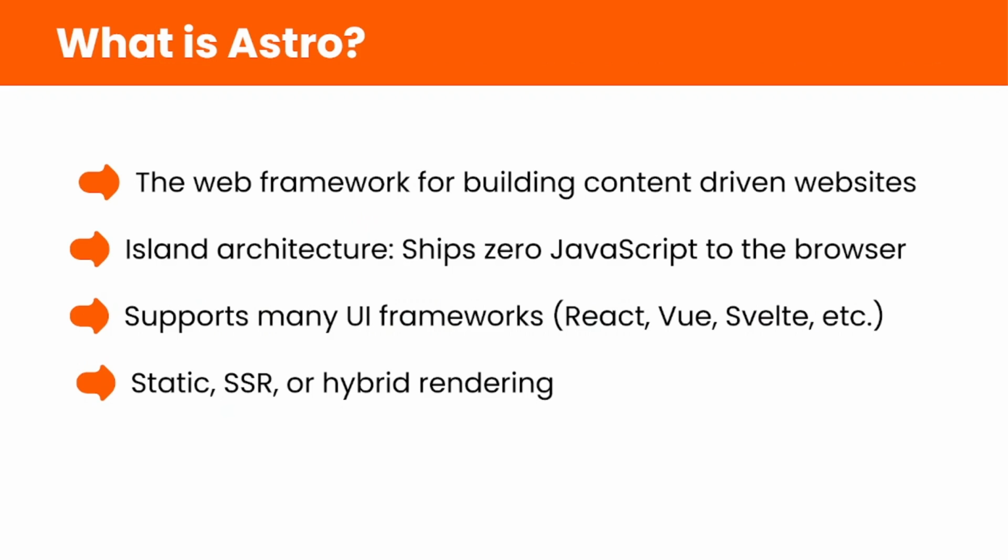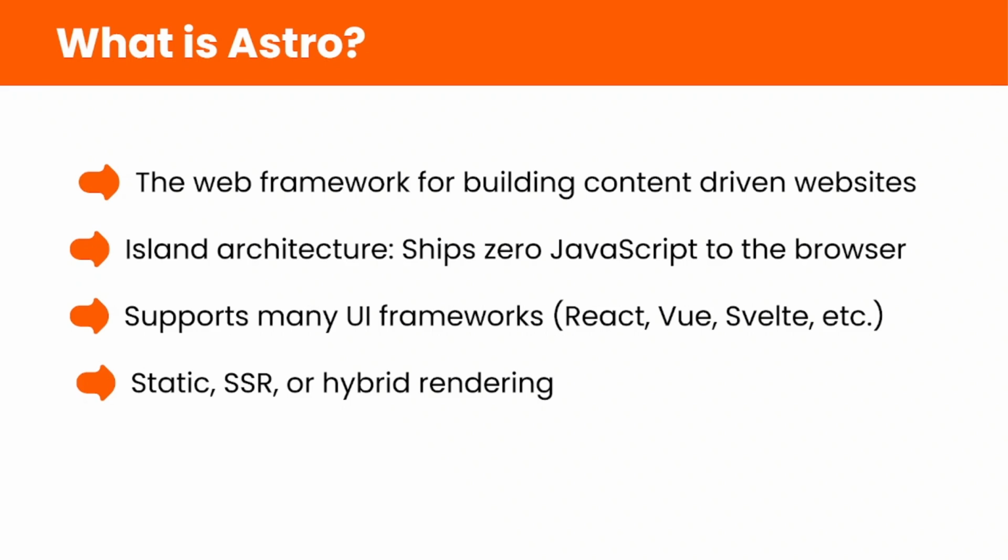So what is Astro? Astro is the web framework for building content-driven websites or static websites. So basically, Astro is just HTML, CSS, and JavaScript but on steroids. And what they mean by content-driven websites are websites that have more content, like blog websites, marketing landing page websites, portfolio websites, and even e-commerce websites.